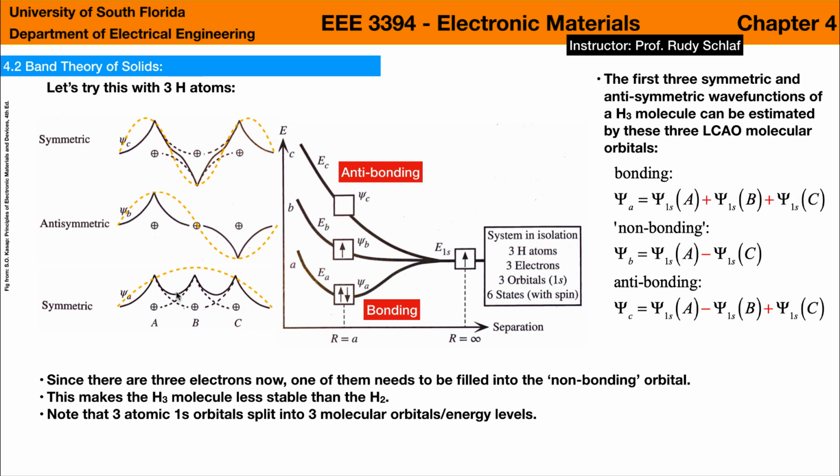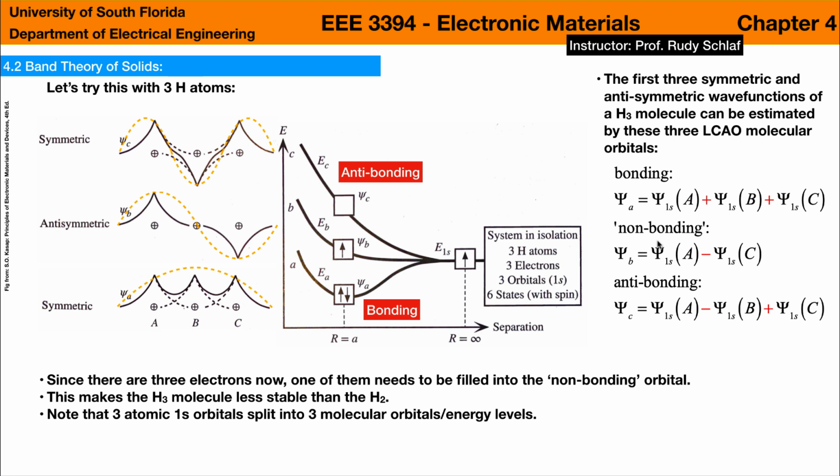And here again we have probability distribution functions that are positive in between the nuclei, in between the protons, and that means that the electrons are most likely to be found in between the nuclei, and that is of course good for the bonding process. So this one here is the bonding orbital that gives us a nice solid energy loss of this system.